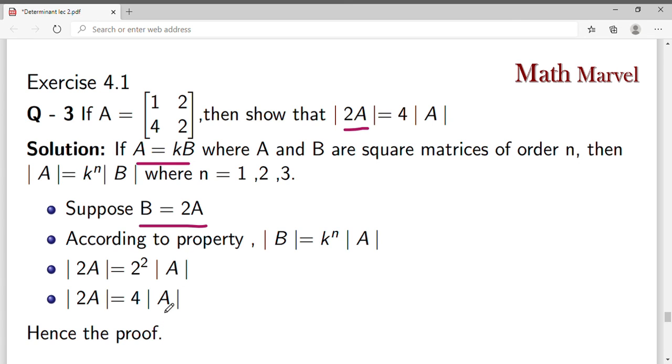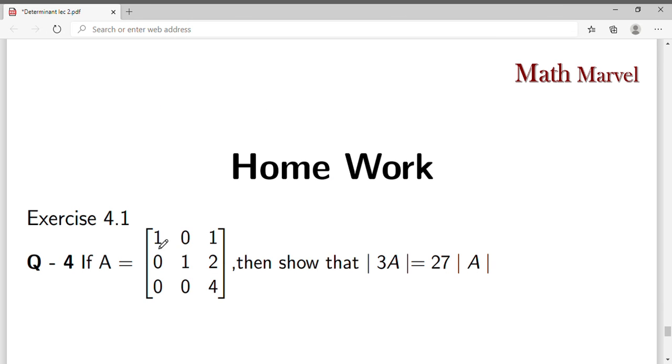Now find the value of the determinant. So what do we get? 2 squared is 4, so 4 into determinant of A. So here we get determinant of 2A is equal to 4 determinant of A. Hence the proof.